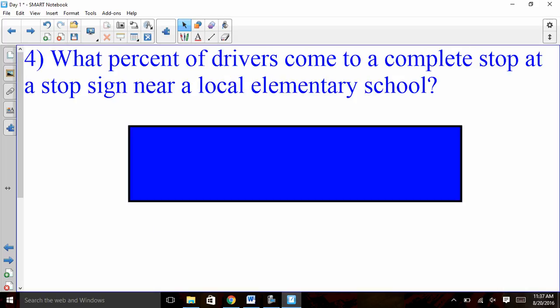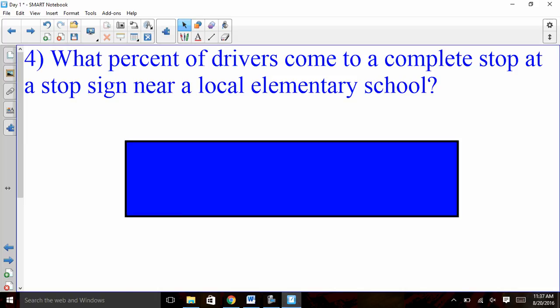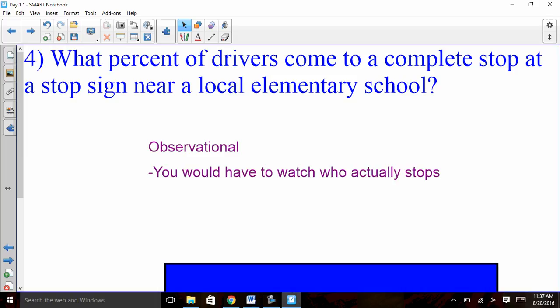Okay, what percent of drivers come to a complete stop at a stop sign near a local elementary school? Observational. You're going to have to watch and see who actually stops. You could potentially give a sample survey. However, some people may or may not lie on that one. So this one you actually could watch because you can stand outside. You're not creepily in their house. You can actually just stand in public and watch it happen.